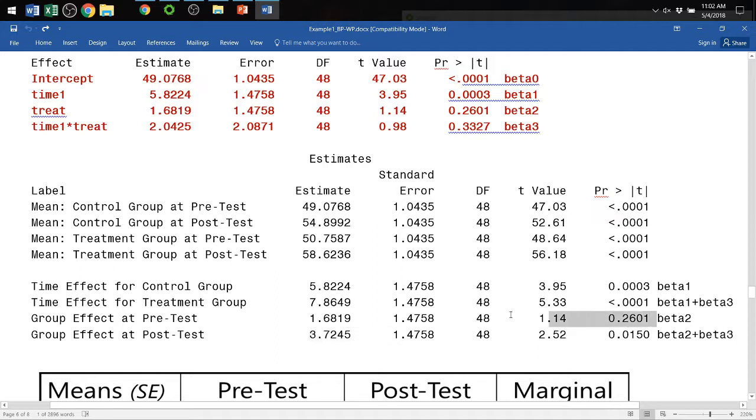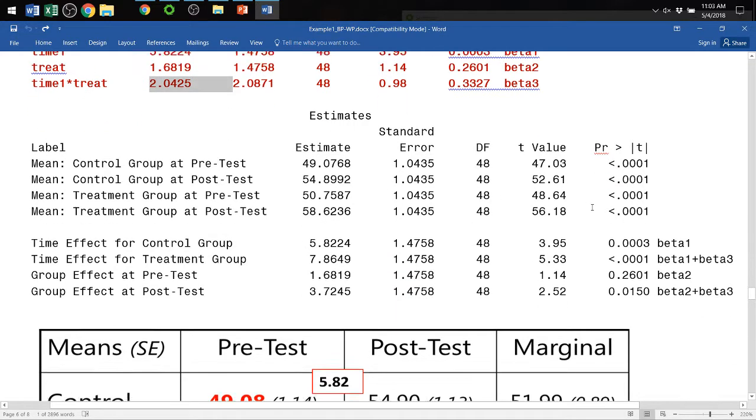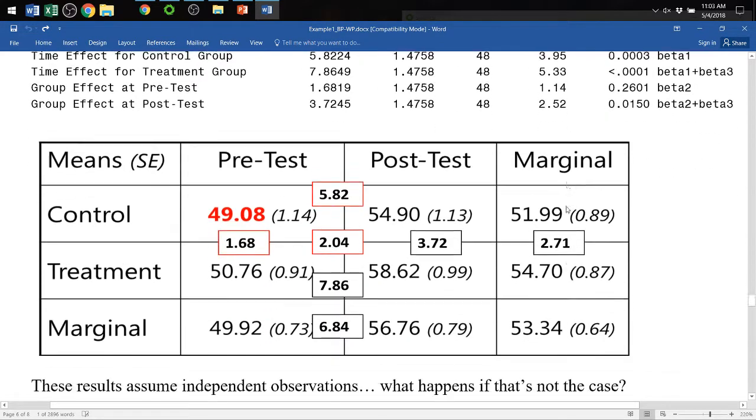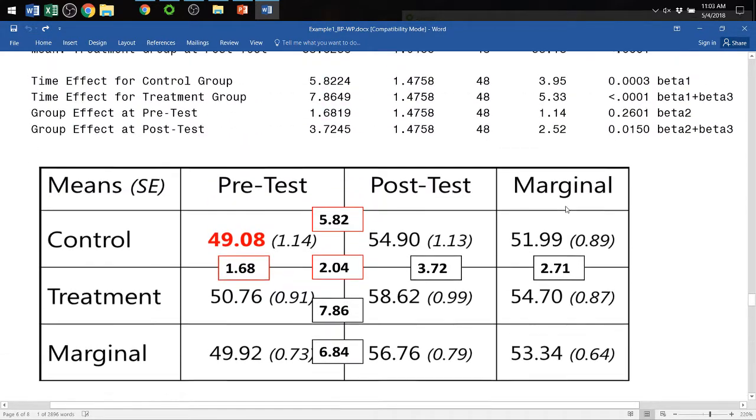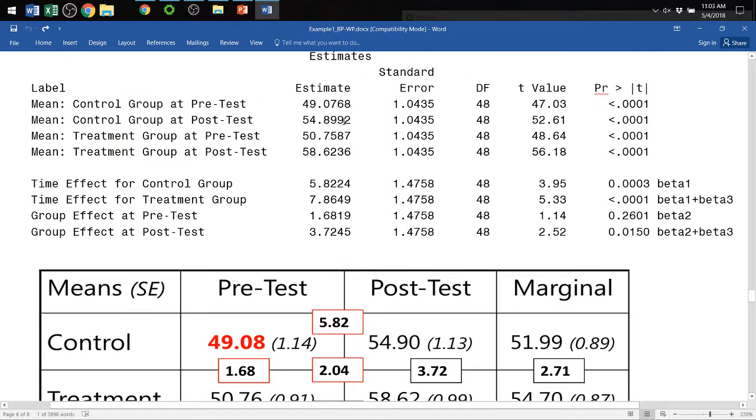There is not a group effect at pretest, but there is a group effect at posttest. However, 1 and 3 are not different because this interaction term of 2 that tests their difference is not significant. Likewise, the control group grew by 5, the treatment group grew by 7, but 5 and 7 are not different according to this interaction term of 2. And thus, my summary. Okay, so questions on any of that beta stuff?